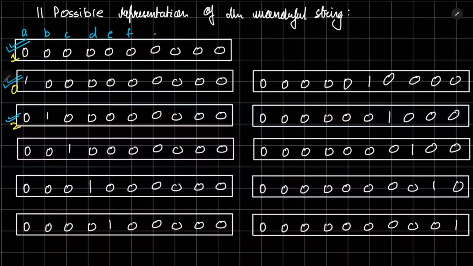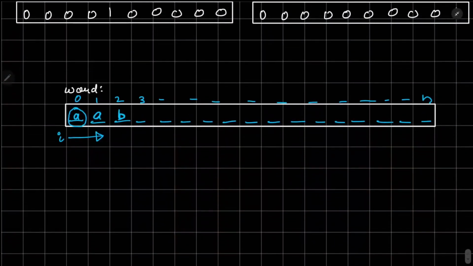A, B, C, D, E, F, G, H, I, N, J. Okay, now let's continue with the dry run.